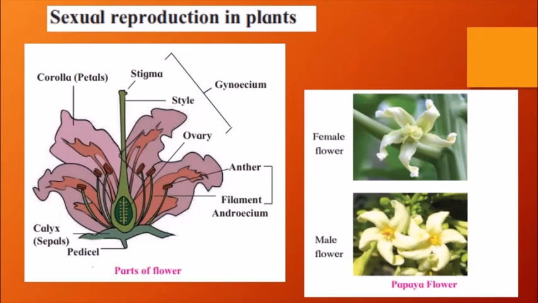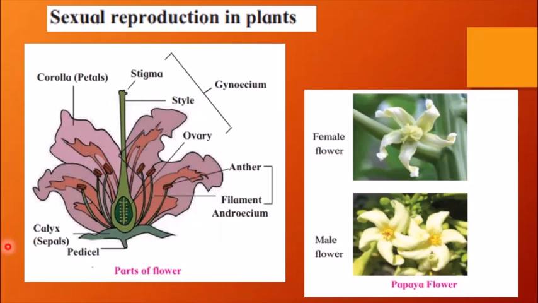Sexual reproduction in plants. Now, in plants, sexual reproduction takes place in the flower. And the flower should have the male and the female part. Now, here in the flower, there are four whorls. First is the calyx, then you have the corolla, then we have the gynecium, and we have the androecium. So these are the four whorls in the flower. Now, out of them, two are the essential whorls and two are the accessory whorls.